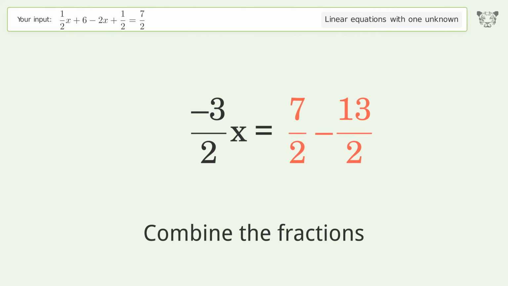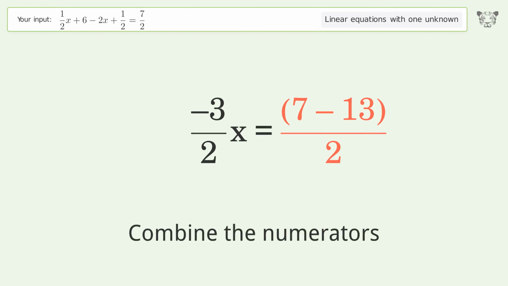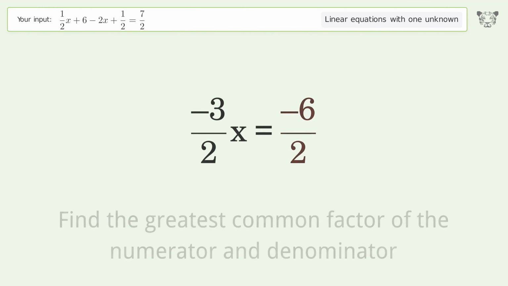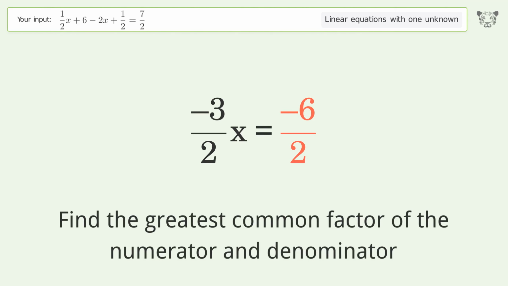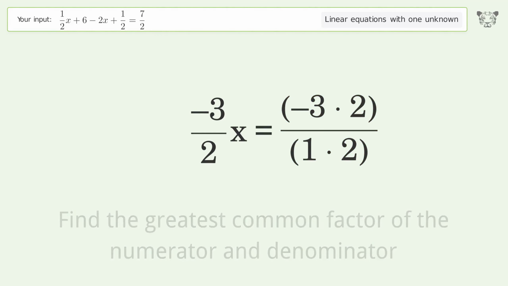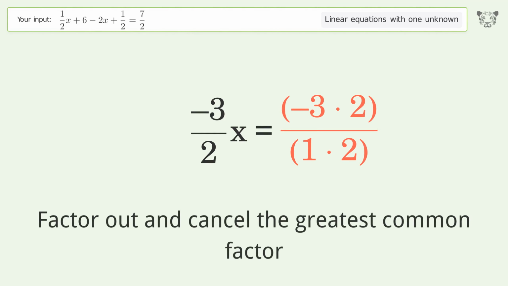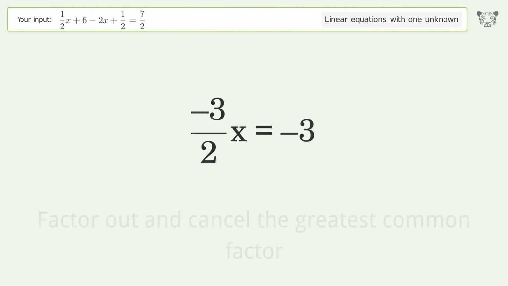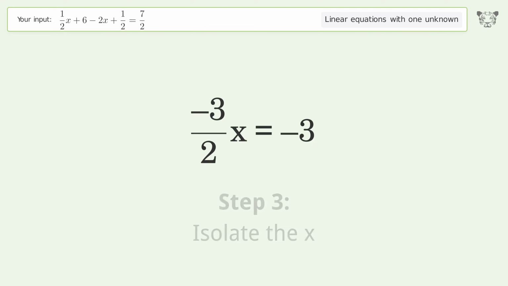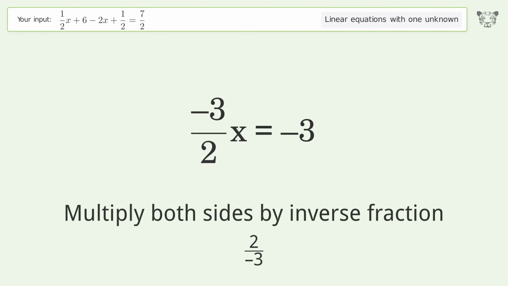Combine the fractions. Combine the numerators. Find the greatest common factor of the numerator and denominator. Factor out and cancel the greatest common factor. Isolate the x. Multiply both sides by inverse fraction 2 over -3.